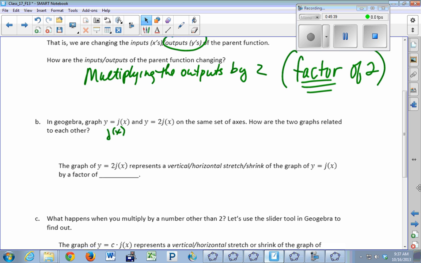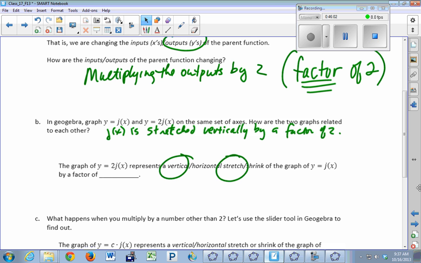j of x, the original function, is stretched vertically by a factor of 2. Okay. That's how I say it. Your book may say it a little different. So the graph of y equals 2 times j of x represents a vertical stretch by a factor of 2. You don't use the word units anymore. Units are just preserved for moving up and down and right and left.